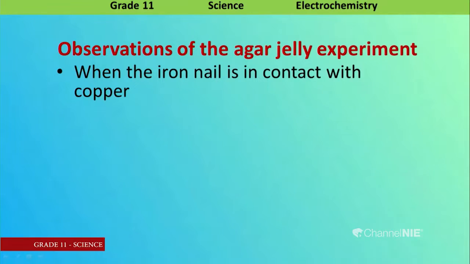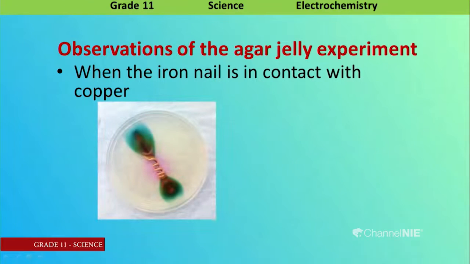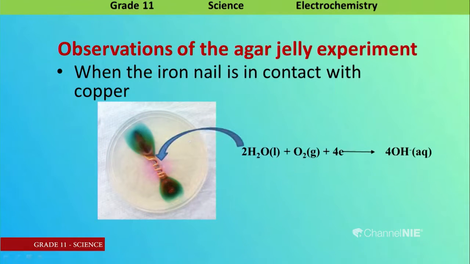Right. Okay. Here you can see when the iron nail is in contact with copper, the reduction reaction takes place near copper and oxidation takes place near iron. That means iron corrodes fast when copper is in contact with iron.